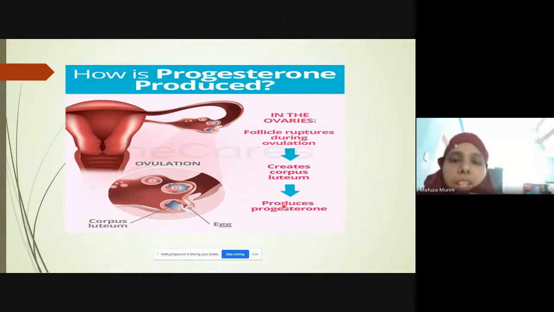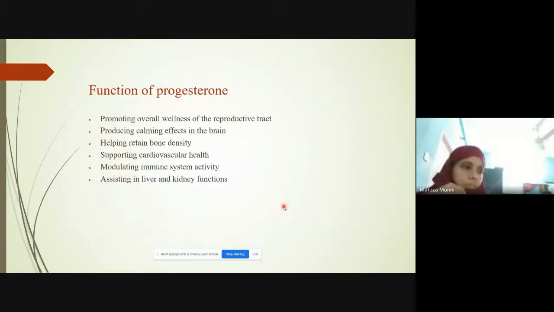Function of progesterone. So next. Promoting overall wellness of the reproductive tract, producing calming effects in the brain by enhancing function of cells, supporting cardiovascular health by lowering blood pressure and inhibiting coronary hyperactivity, modulating immune system activity by increasing levels of anti-inflammatory agents, and assisting in liver and kidney functions. So next.